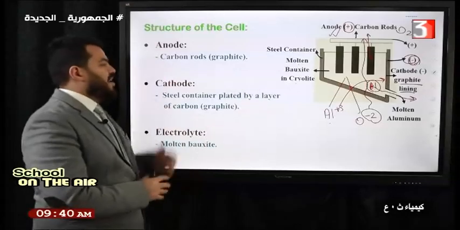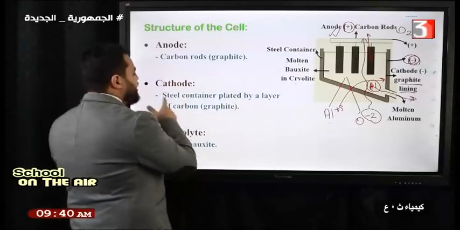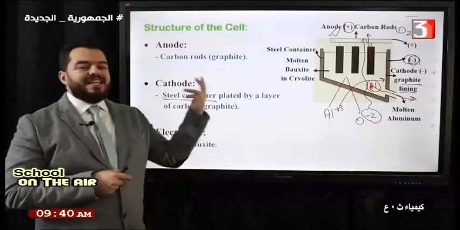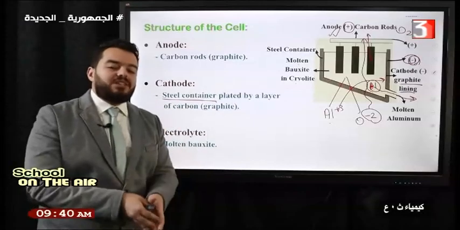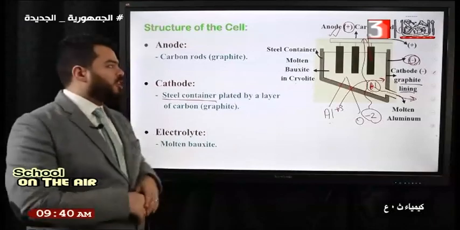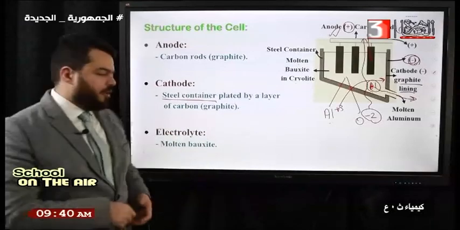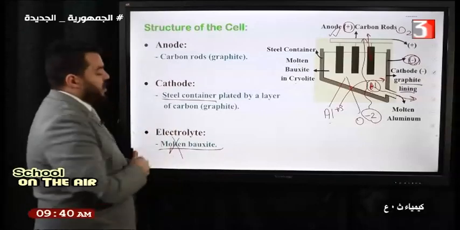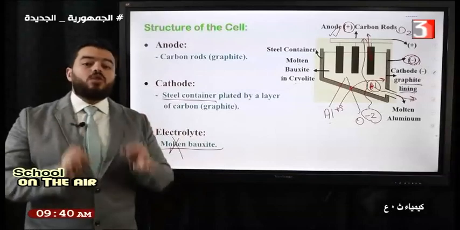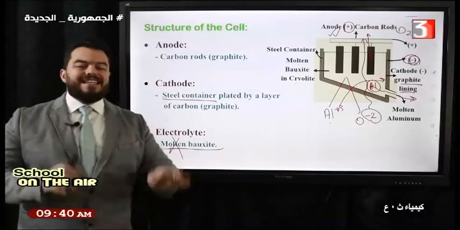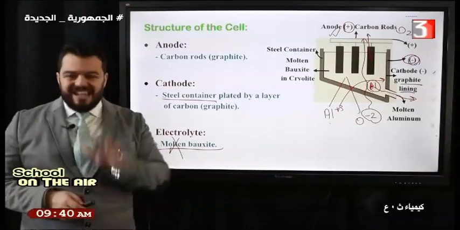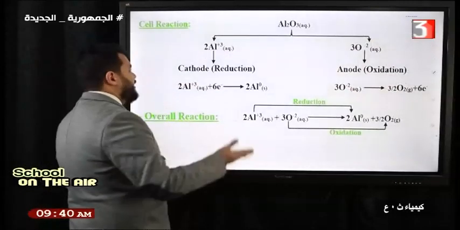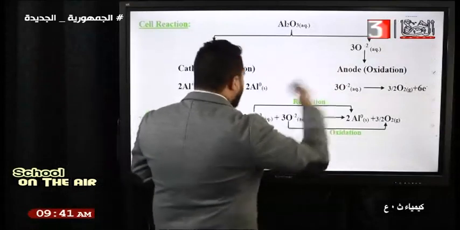Okay, so the anode is the carbon rods and the cathode is a steel container which is also lined with carbon or graphite to be inert, just to connect electricity and decompose the aluminium oxide. The electrolyte will be molten bauxite. You cannot say bauxite only, because the bauxite is a solid substance, and we have said before that the electrolyte must be liquid. Okay. The aluminium oxide will be separated into aluminium positive and oxygen negative.